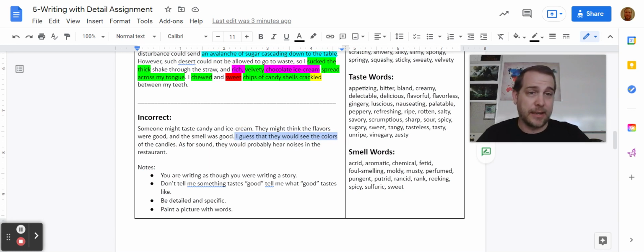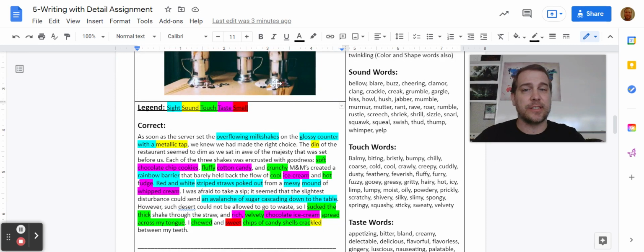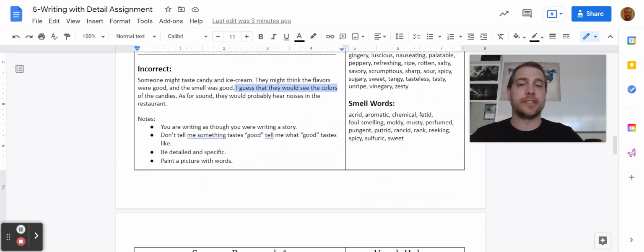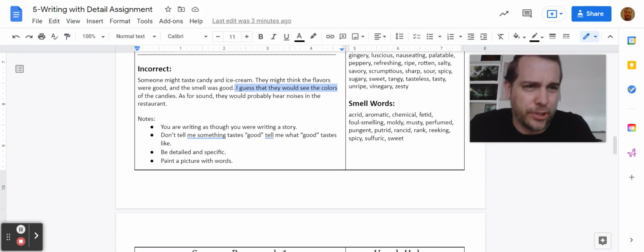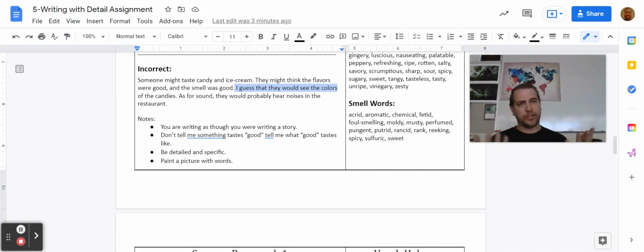Well, what color are these candies? Your reader can't see. You're pretending that your reader can't actually see this picture up here, so you're trying to describe it to a reader who couldn't see it. Would they be able to pick your picture out? If they had a bunch of pictures in front of them, would they be able to say, oh, that's the one that this was drawn from?